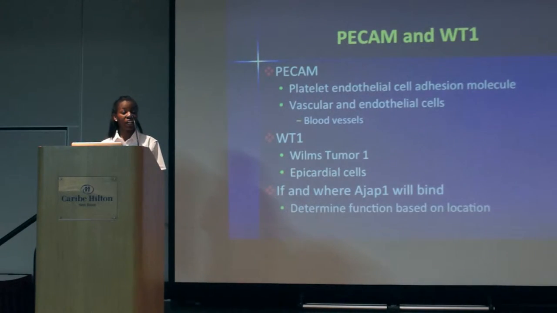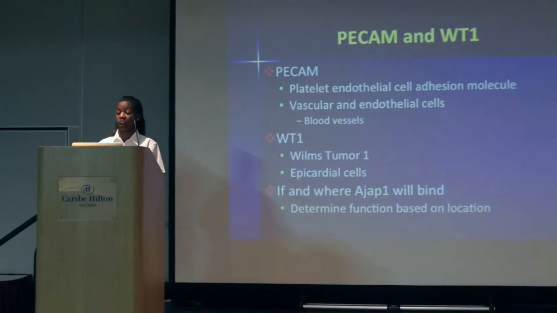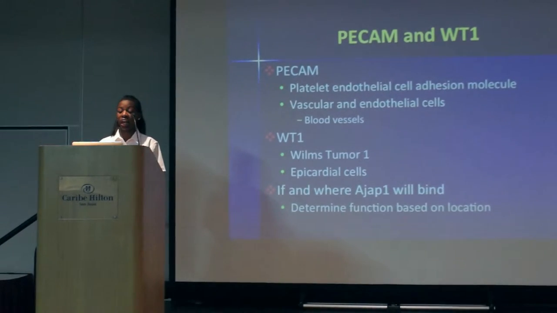The additional primary antibodies we used in our experiment were PCAM and WT1. PCAM stands for platelet endothelial cell adhesion molecule and is a protein that is found in the vascular and endothelial cells of the heart, where the blood vessels are located. WT1, also known as Wilms' tumor 1, is a protein that is found in the epicardial cells.